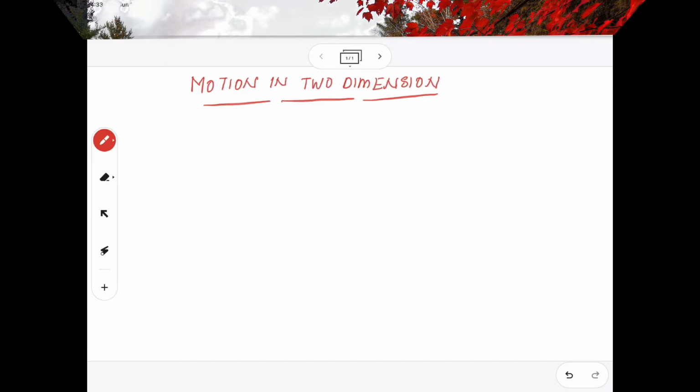As a preliminary idea for the lesson, let me go into two terms: vectors and scalars. Most of you may know what a vector is. A vector is a physical quantity having both direction and magnitude. I can write: a vector is a quantity having both magnitude and direction.